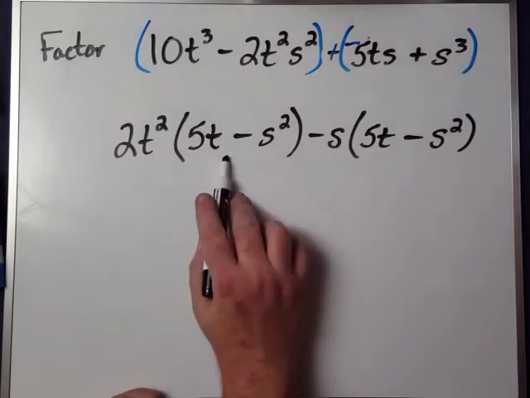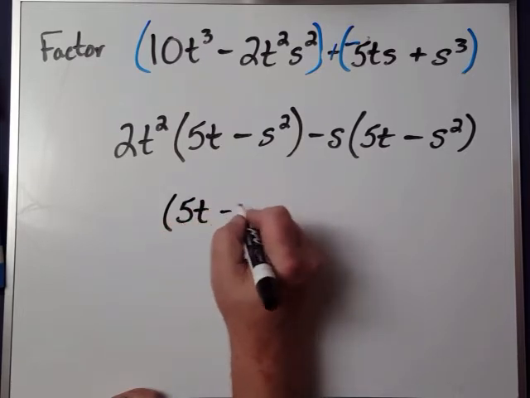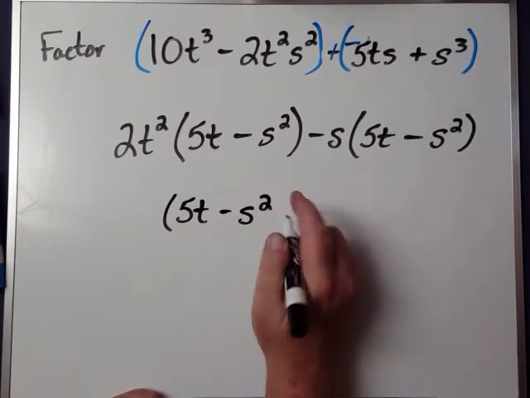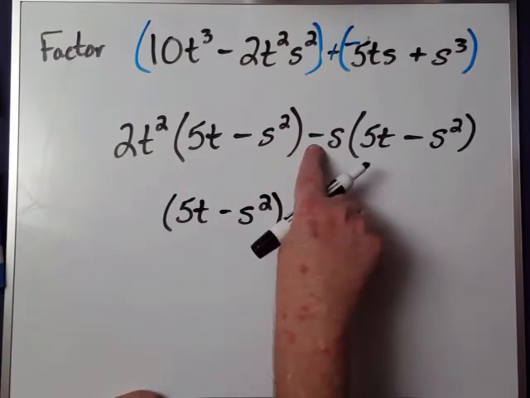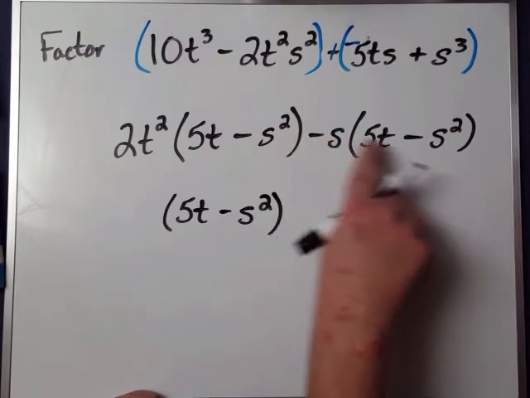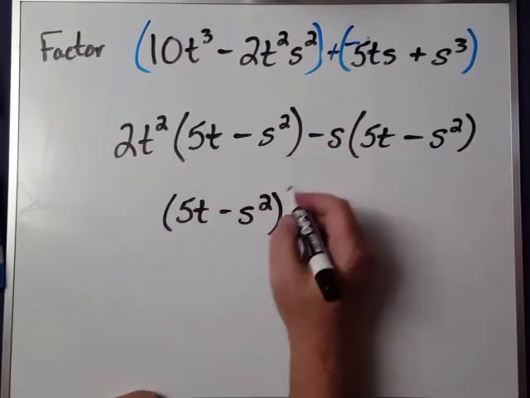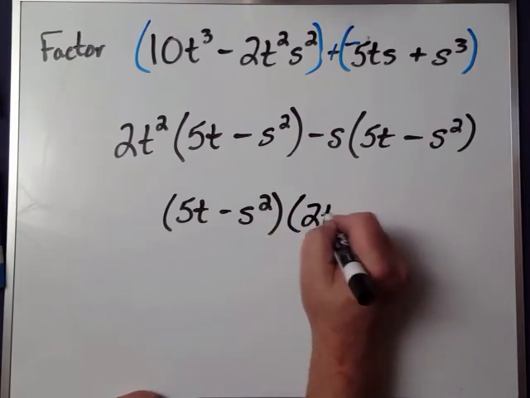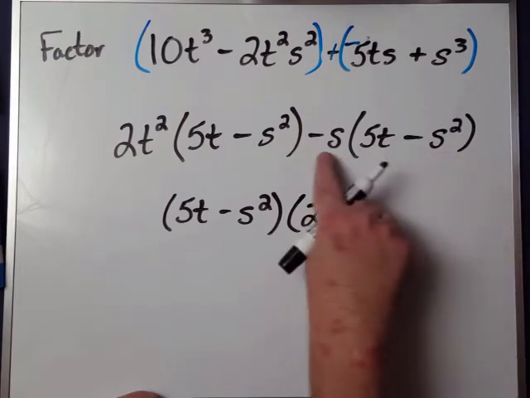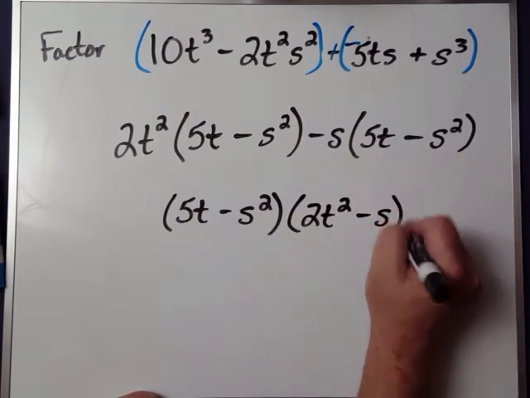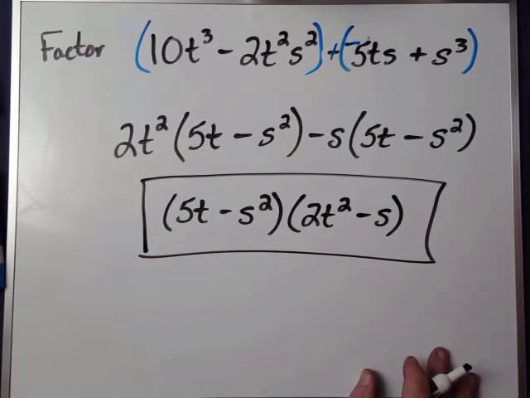To finish this up, I will factor out this common binomial factor of 5t minus s squared. If I pull this binomial out of this first term, the terms here are separated by this minus, right? The minus actually belongs to the second big term. If I pull this binomial out of the first term, it will leave me a 2t squared. And if I pull this binomial out of the second term, it will leave that minus s. As always, this can be checked by FOIL. How'd you do?